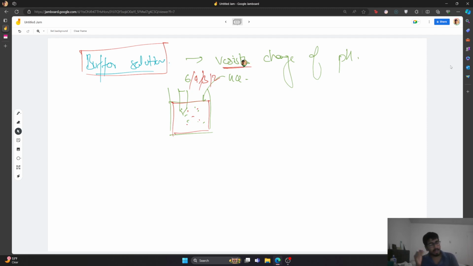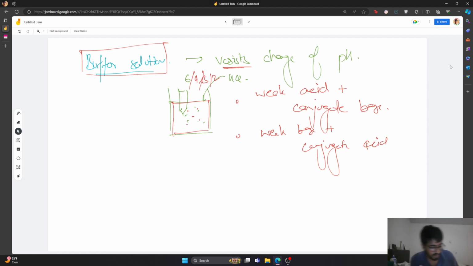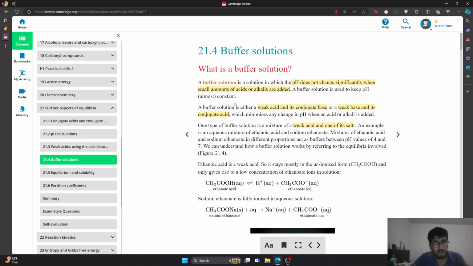So this is kind of like a magic potion. The idea is, how do you generate such a thing? The recipe for this is you mix a weak acid with the corresponding conjugate base, or you add a weak base with its conjugate acid. In the sense that you have two things in that solution: one is the weak base, and one is the conjugate acid of that base, or the other way around.